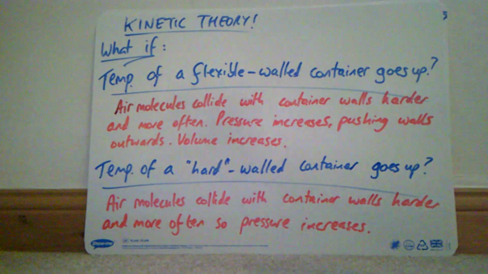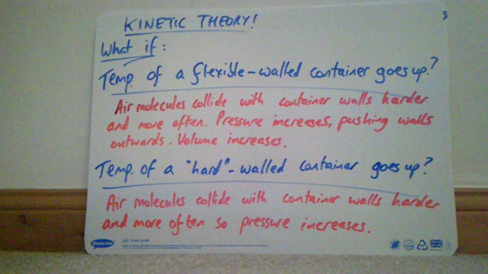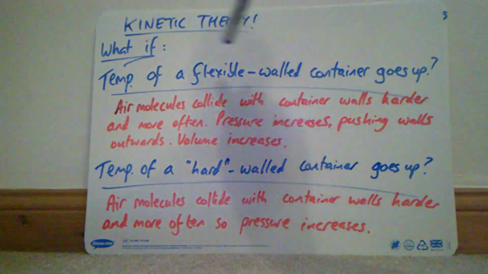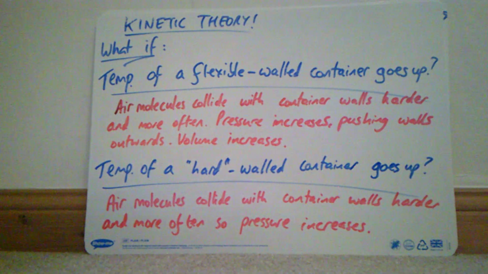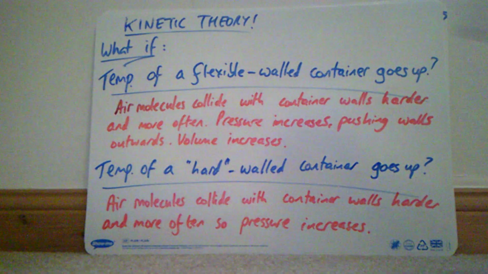So, kinetic theory. Kinetic just means movement. So, kinetic theory means movement theory. Movement of what? Well, movement of gas molecules. So, what happens if you've got a box of gas, but in fact it's not a box, it's a flexible walled container. So maybe it's a balloon. A balloon has flexible walls. So what happens if you've got a flexible walled container of gas, maybe air, and the temperature goes up?